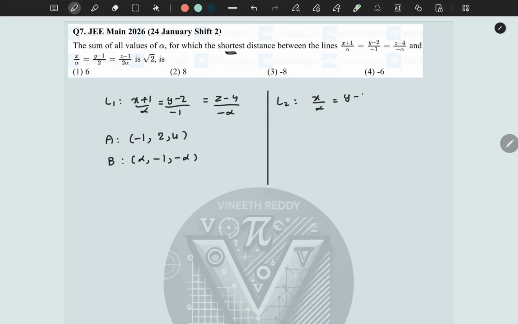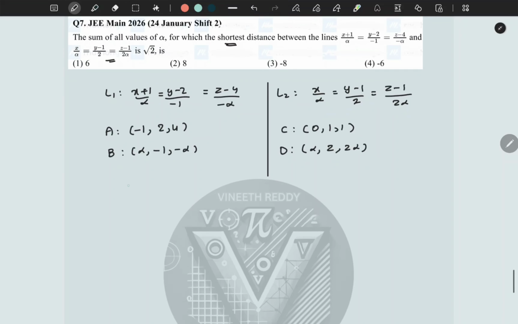And similarly for L2, x divided by alpha = (y minus 1)/2 = (z minus 1)/(2 alpha). This is a frequently asked question, dear students, so I'm assuming that you know the concept. So point C will be (0, 1, 1), and the direction of this line will be D, which is (alpha, 2, 2 alpha). And he has given the shortest distance as root 2.